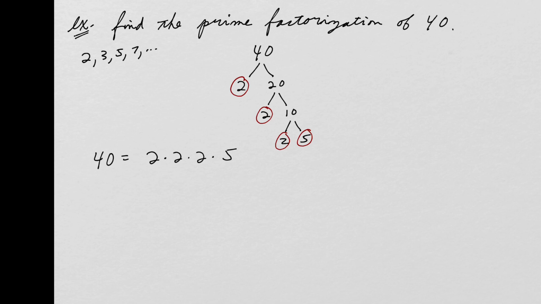That's the prime factorization. Now, often people will write it like this. They'll use exponents, right? And write it in terms of powers. So remember, 2 times 2 times 2, we could write as 2 to the 3rd power times 5 to the 1 power, but we don't write the 1 there. Okay, so 40 is 2 times 2 times 2 times 5, or 2 to the 3rd times 5. That's the prime factorization. I wrote this number 40 as a product of prime numbers.